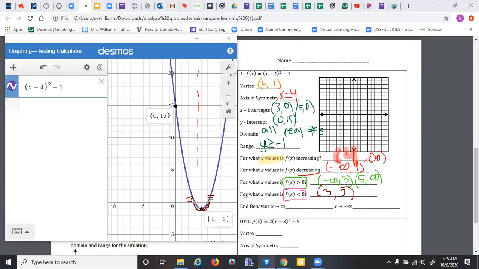All right, what about on the ends? What is this one doing on the ends? F of x going to positive infinity. Thank you. Because the ends are pointing up, it's going to positive infinity.